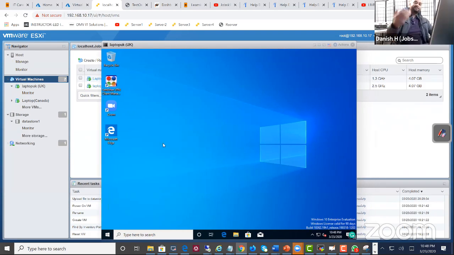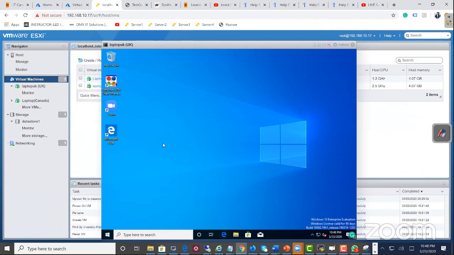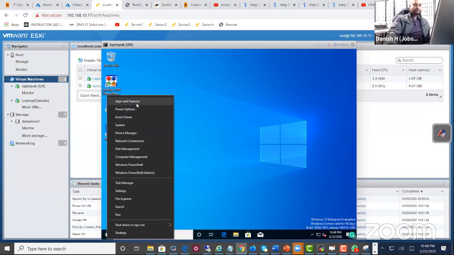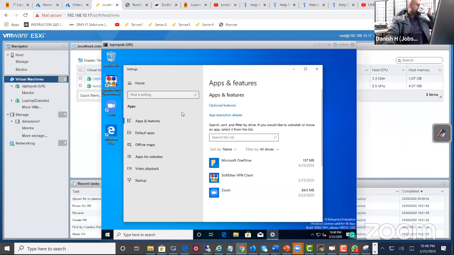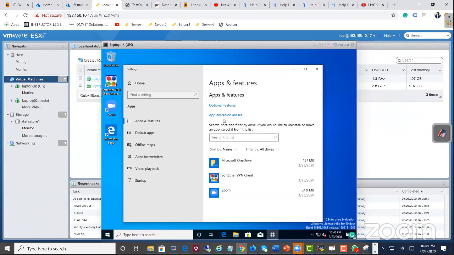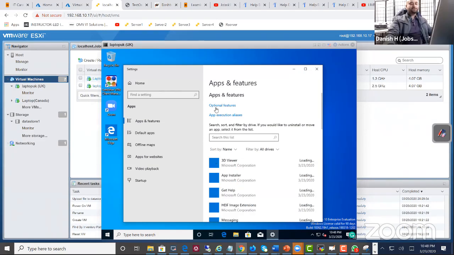How do you put RSAT on a Windows 10 machine these days? So we'll go install them. Apps, applications. We will search for the applications. Go to where? Apps and features. Yeah, that's right. Then we will go to optional features.